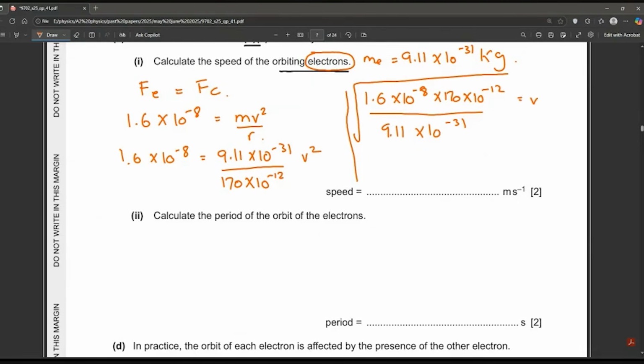Can any genius in the chat calculate the velocity? I think the velocity will come out to be 1.7 into 10 raised to the power of 6. What will the velocity be? 1.7 into 10 raised to the power of 6 meters per second. Yes, is this clear to everyone? Did you understand? Yes or no? Is this clear?